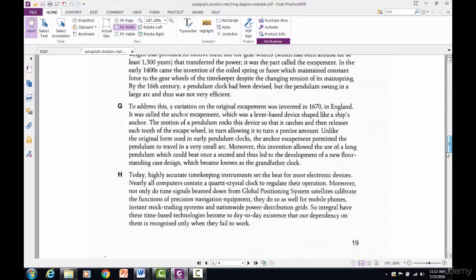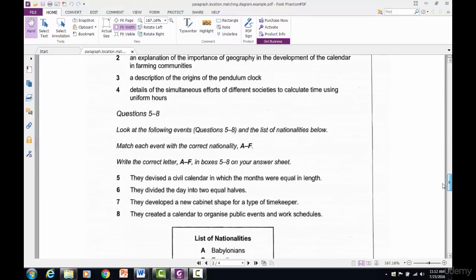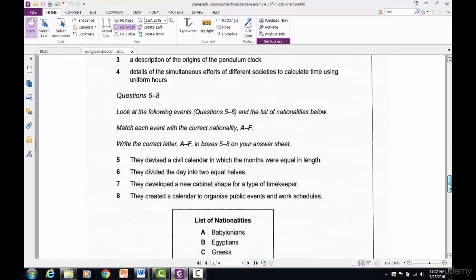Okay, I don't see that as a match for anything. 2 equal halves, no. New cabinet shape, no. 5 and 8 are already gone. So Greeks is not a match for number 6 or number 7.